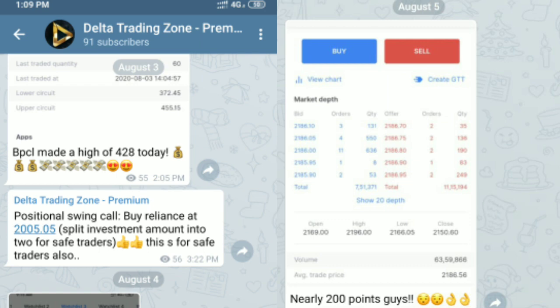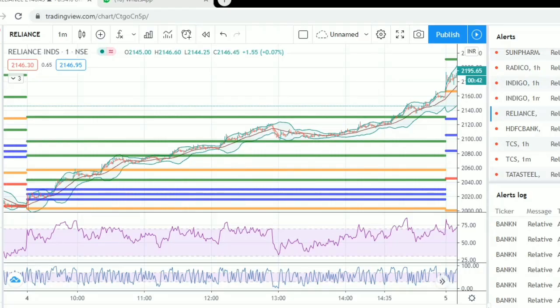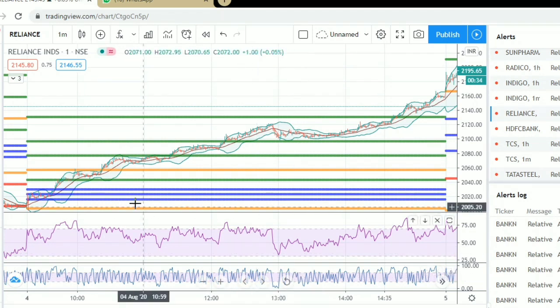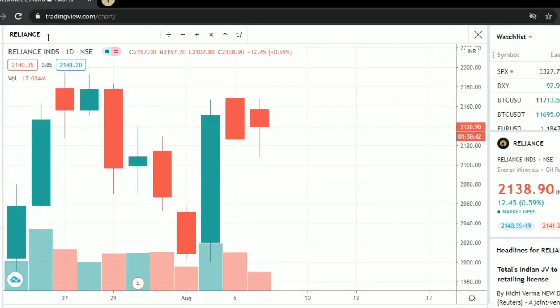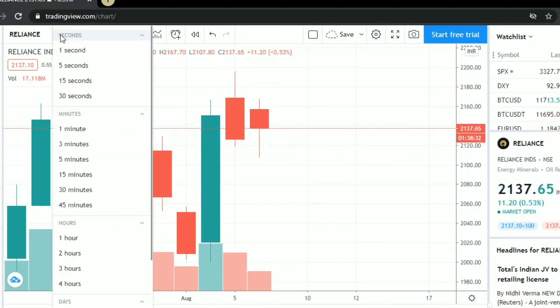And also we'll be seeing how to buy nearly 8 grams, that is 1 pound of gold at around 6000 rupees. And let's get into the video now. First of all, I am just opening tradingview.com. So this is my setup for normal trading, but I'll clear all these as of now and let's just start from scratch. I'm opening the chart of Reliance and I'm changing the time frame to hourly time frame.